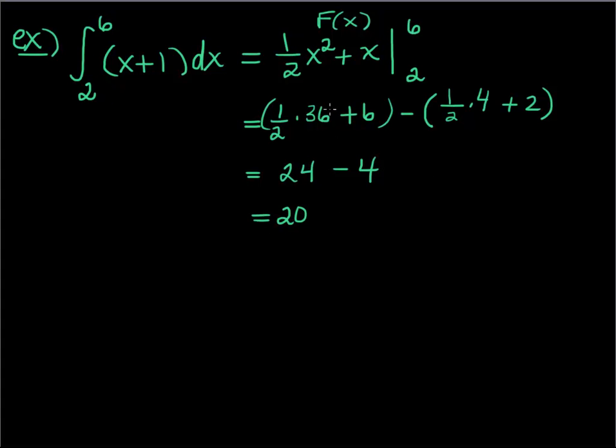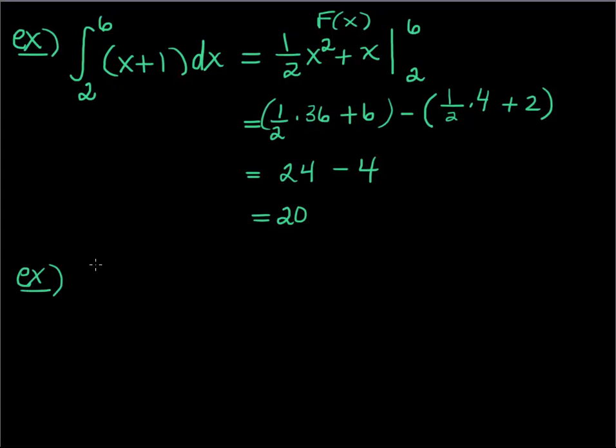And again, what does that mean? That means that this function right here, 1/2 x squared plus x, has a net change of 20. Granted, I don't know what my units are, right? It's just a net change of 20 as x changes from 2 to 6. So if I were to look at that distance between those two function values, that distance would be 20.